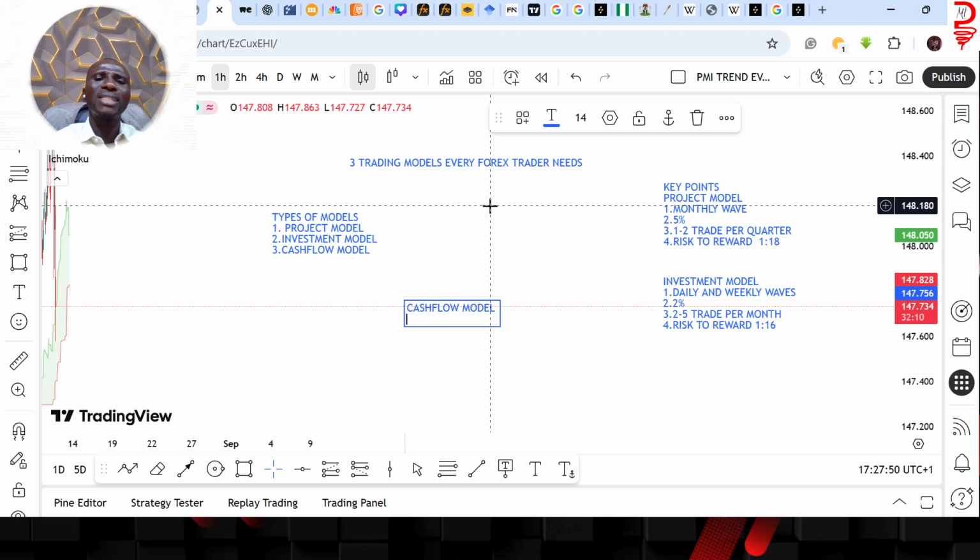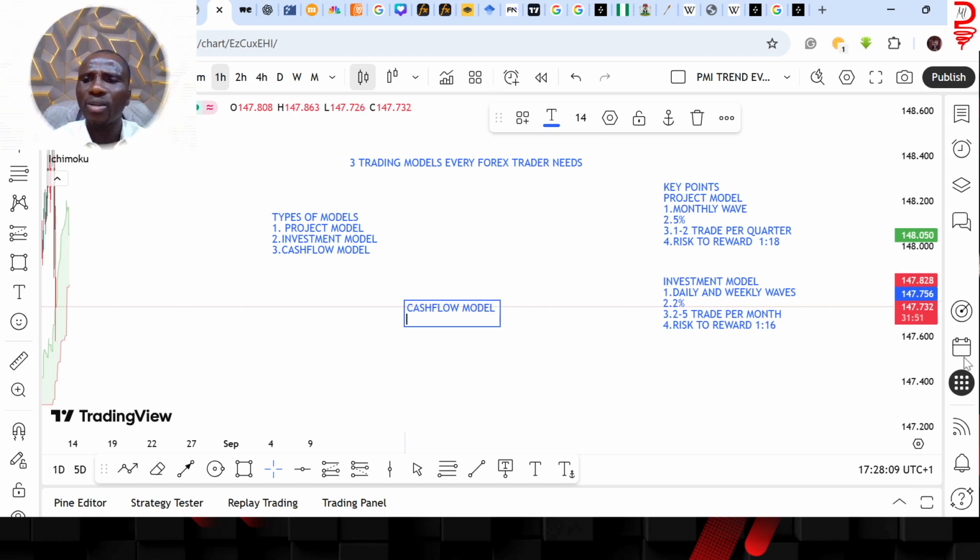The reason being that whatever money you have in your project account, or that you are trading with the project model, you will not withdraw it because you want it to hit. Why? Because you already have a model or an account that is generating cash flow for you. What am I talking about?